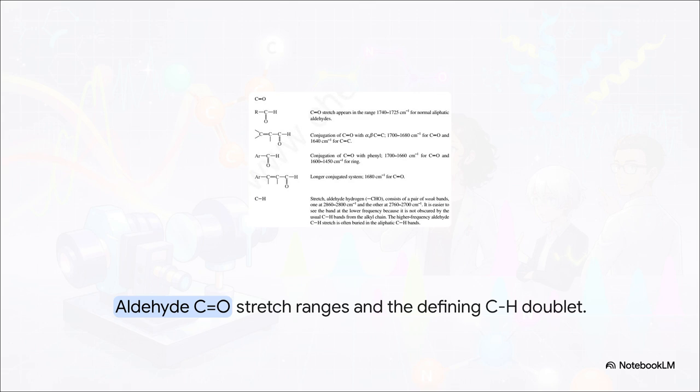But hey, lots of things have carbonyls, right? Ketones, esters. So what makes an aldehyde unique? It's the pairing with an unmistakable C-H doublet. The hydrogen attached directly to that carbonyl carbon creates a pair of weak bands. We sometimes call them fangs, one near 2850 and the other near 2750.